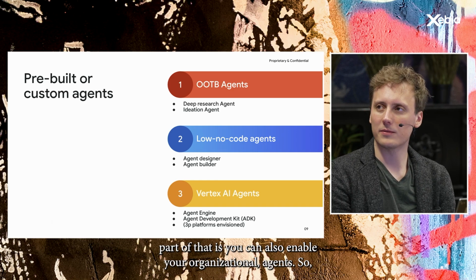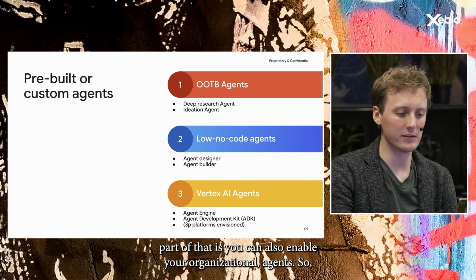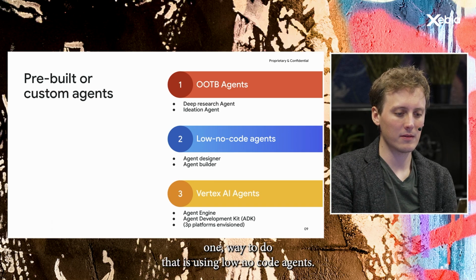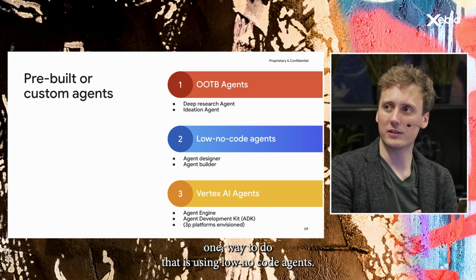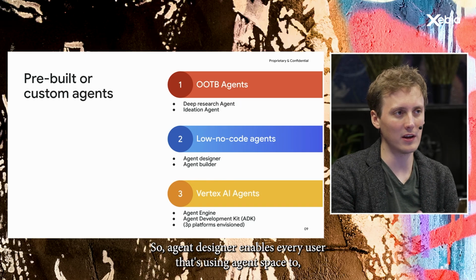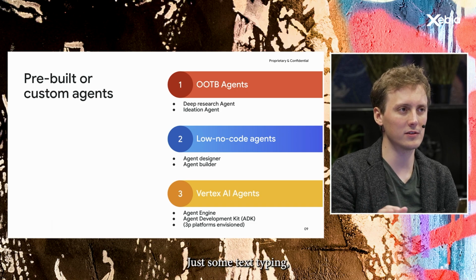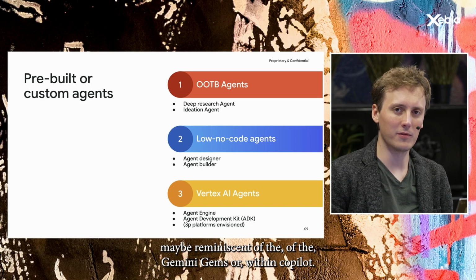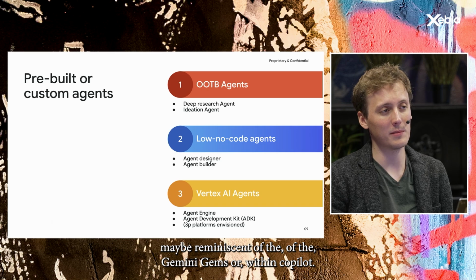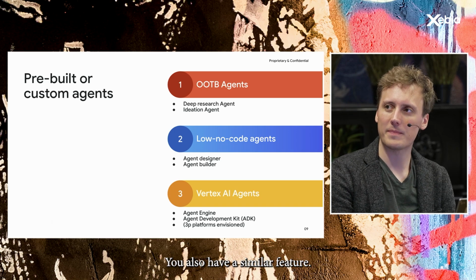Then a second part of that is you can also enable your organizational agents. One way to do that is using low or no-code agents. Agent Designer enables every user that's using AgentSpace to create their own agents, just some text typing, maybe reminiscent of the Gemini Gems, or within Copilot you also have a similar feature.